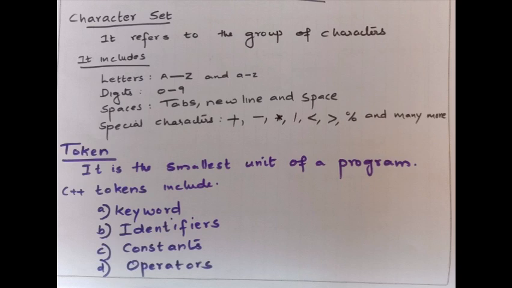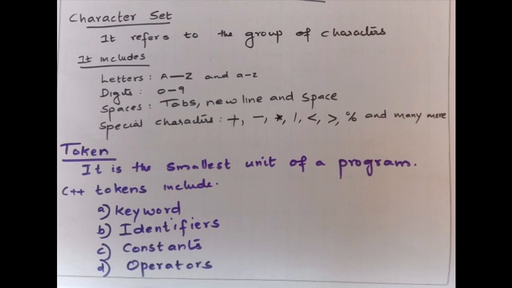First one we are going to learn is character set. Character set refers to the group of characters that are allowed to be used in a language. Some of the character set include letters, digits, spaces, special characters. So it is mentioned here: letters A to Z, then digits 0 to 9, spaces, tabs, and special characters you can see plus, minus, etc.